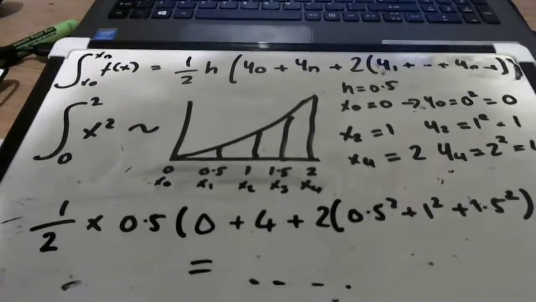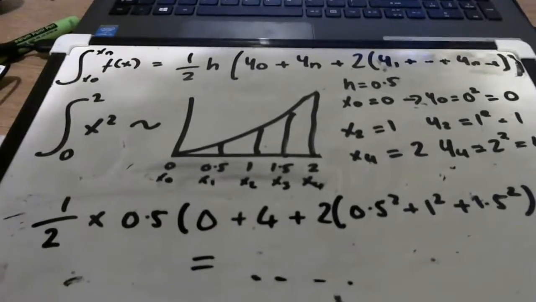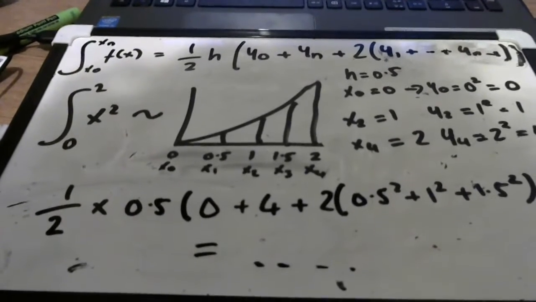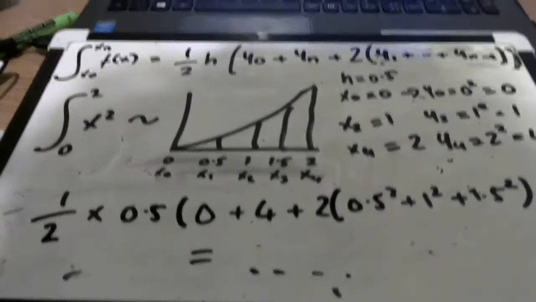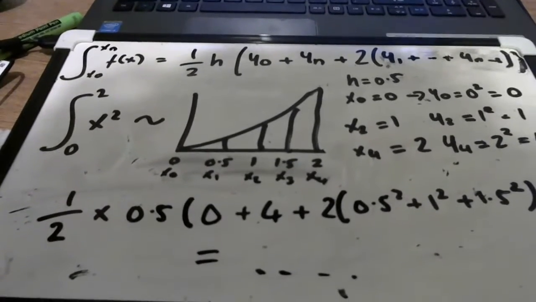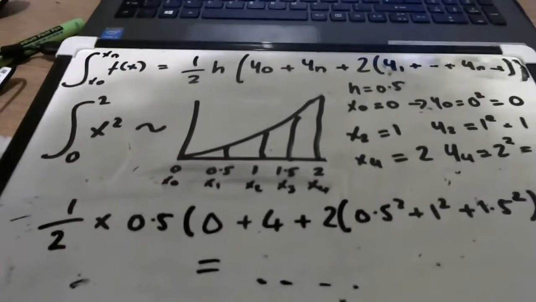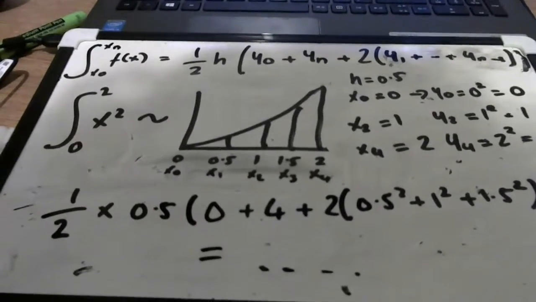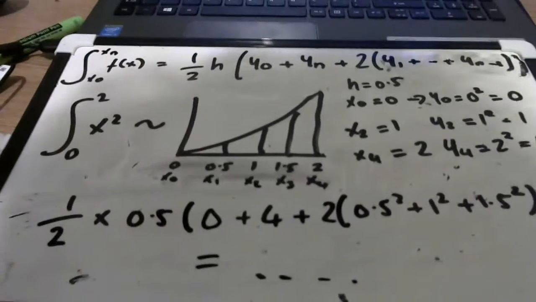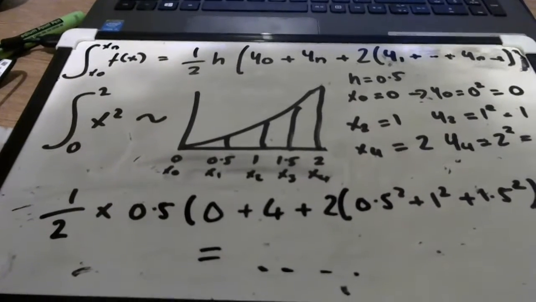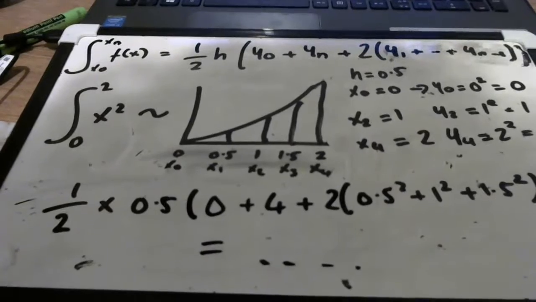So here's how it works. I've decided to split my area into strips, but they'll generally tell you exactly how many strips to do, so don't stress too much about that. You've also got numbers underneath them. Because I've split from 0 to 2 into 4 strips, I've got 0, 0.5, 1, 1.5, and 2. And I've labeled underneath them x0, x1, x2, x3, x4, and that's what they are.